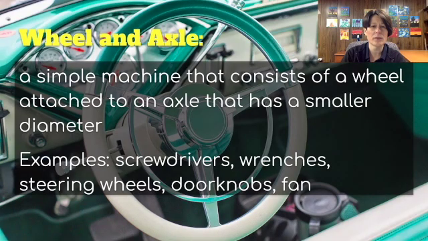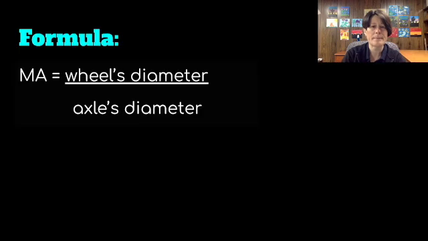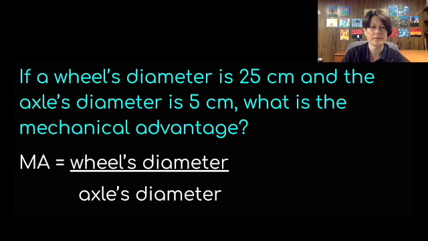And finally, our wheel and axle. This is a simple machine that consists of a wheel attached to an axle that has a smaller diameter. So this is the wheel. The axle is right here. Examples are screwdrivers, wrenches, steering wheels, doorknobs, and a fan. Our formula for this for mechanical advantage is the wheel's diameter divided by the axle's diameter.